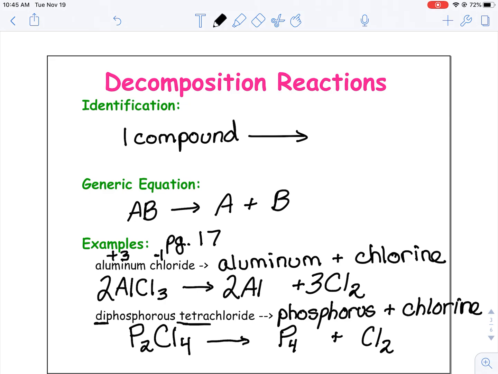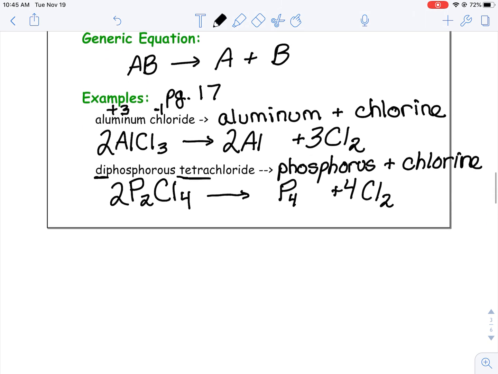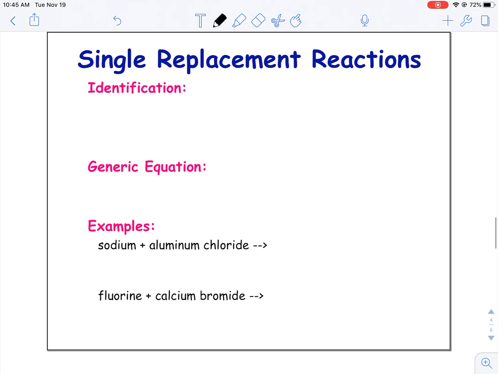So again, if you see elements in any of these equations, you need to check the back to see if they're diatomic or polyatomic. And then you've got to go back and add coefficients so that the whole thing is balanced.